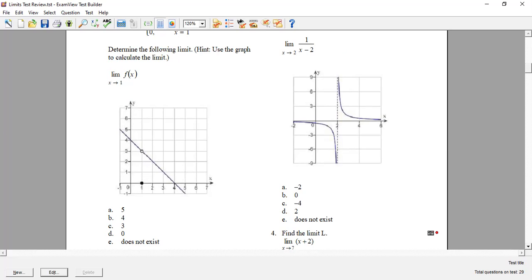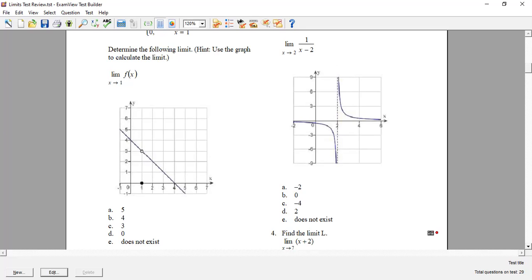Whatever, you ignore that. So we're looking as it approaches 1 from the right and the left, it comes to the same point. What is that point that it is approaching? That's your answer. So ignore that dot, because it comes to the same point. Remember, that's that removable discontinuity that we have. So anytime you have a point like that, you want to ignore it.